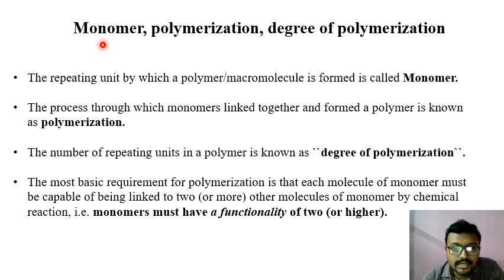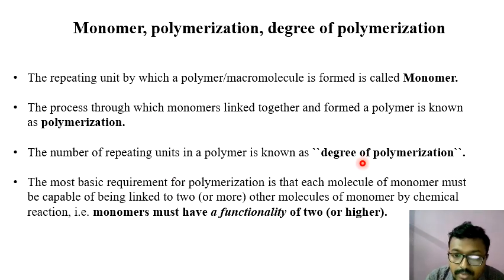Next is the definition of monomer, the definition of polymerization, and the definition of degree of polymerization. The repeating unit which is present in a polymer molecule is called a monomer molecule. So what is monomer? Monomer means the repeating unit which is present in our polymer molecule. Now what is polymerization? The reaction by which these monomer molecules are linked together, forming this big polymer molecule, is called the polymerization reaction.